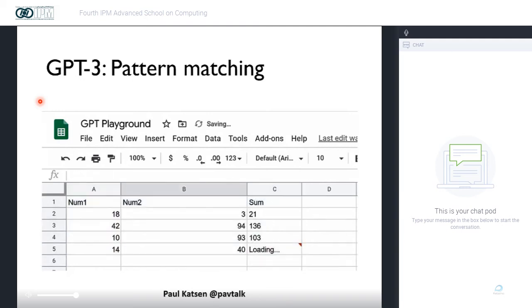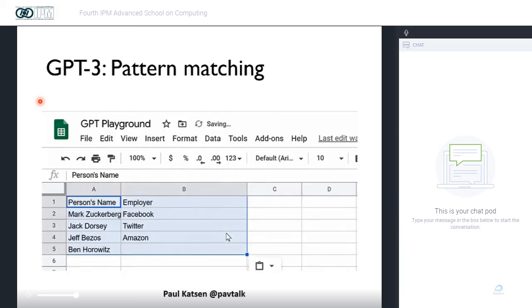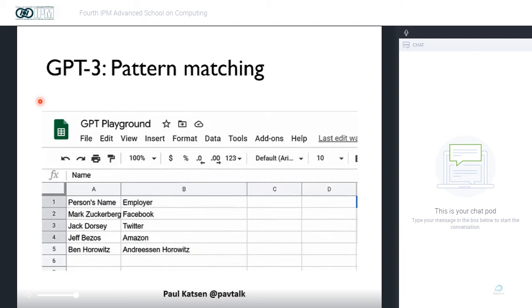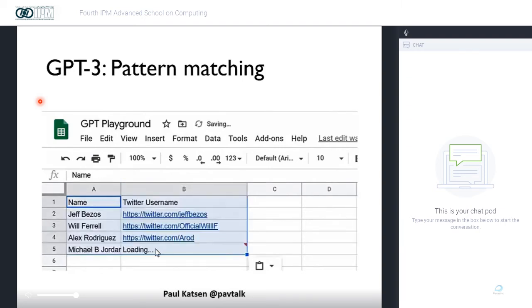First, it can find the relationship between a state and a foundation date, and then it can retrieve that for that specific state. Or we can ask it to learn summation here between two numbers. Again, remember that there is nothing about adding two numbers in the training objective of these models. Or you can have the relationships between persons' names and the employer, between different people like Jeff Bezos and Amazon, and it can find that for different people, or the Twitter account for different people, it can find it for Michael B. Jordan, for example.